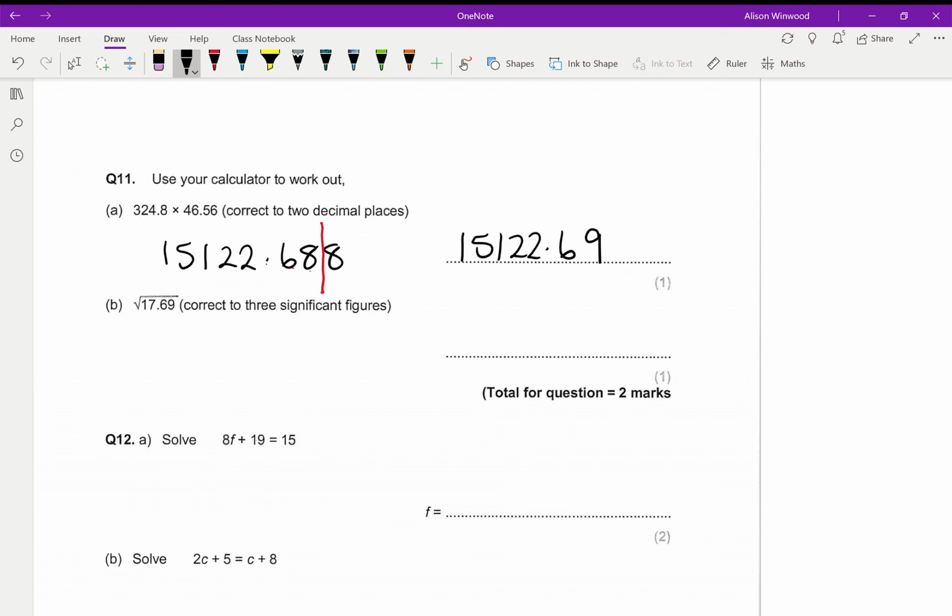Square root of 17.69, my calculator says, is 4.205948169. 3 significant figures, so count from the beginning. 1, 2, 3. So it's going to be 4.2, and the 0 is followed by a 5, so it rounds up to 1.